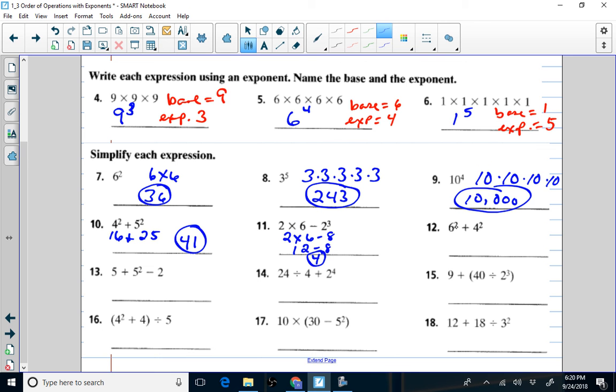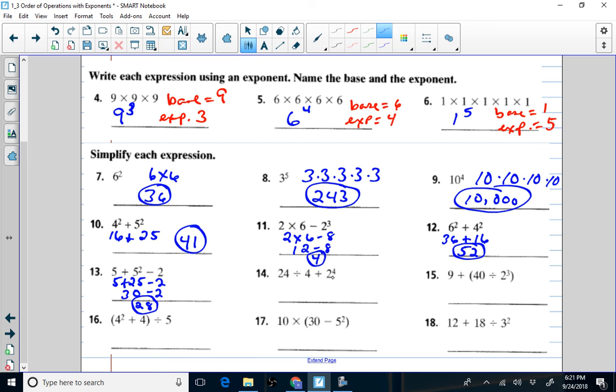My next example, 6 squared is 36, plus 4 squared is 16. Now we can add 36 and 16, that's 52. Here we have to do the exponent first, so that's going to be 25, but then I still have 5 plus that, minus 2. Addition and subtraction we do from left to right, so 5 plus 25, that's going to be 30, minus 2, and that's going to be 28.